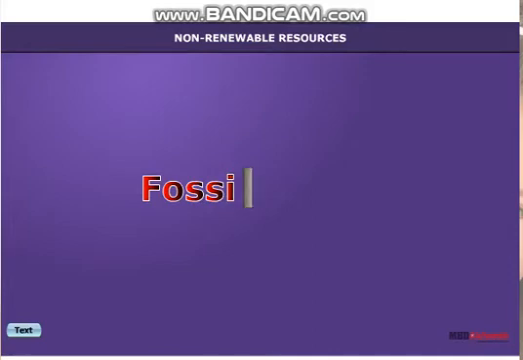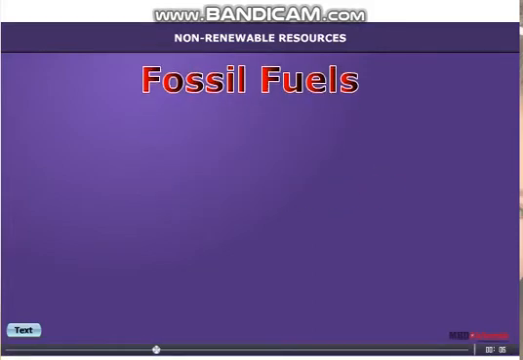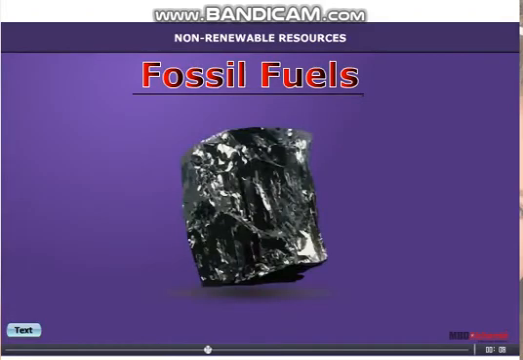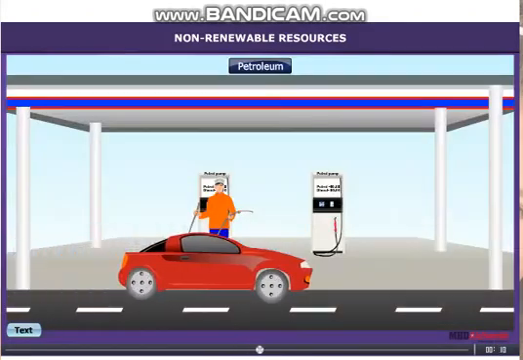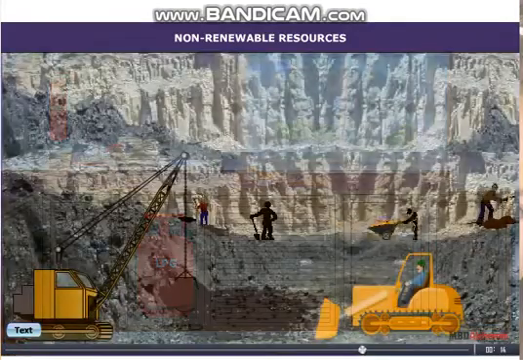Non-renewable resources. These resources get exhausted after use. Resources which cannot be replenished are fossil fuels such as petroleum, gas, coal, and other minerals.